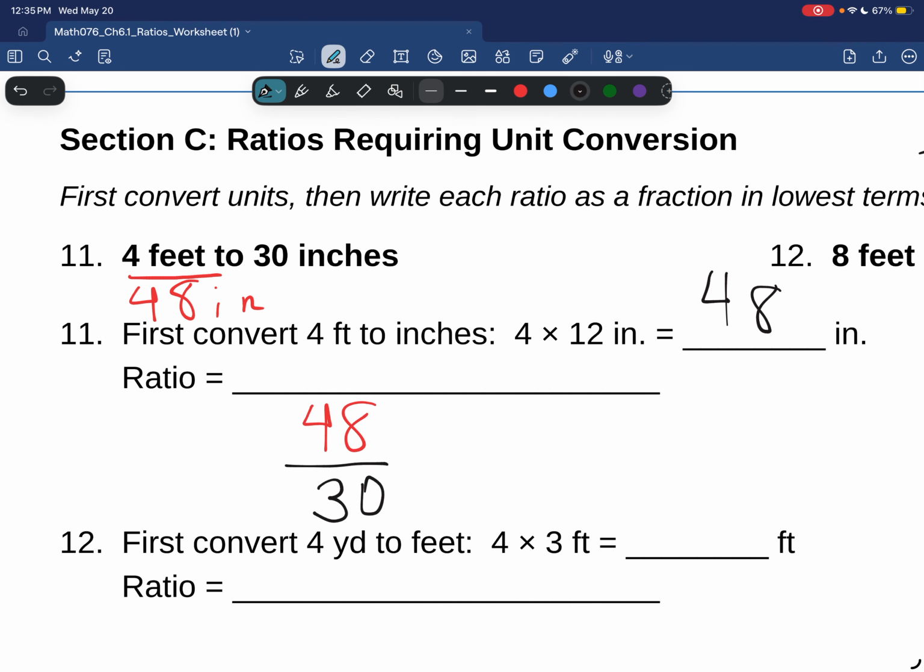And then I'm going to simplify from here. I notice that they have a 6 in common as a factor. If you didn't notice it and you did it in 2 steps, that's always okay. 48 divided by 6 is 8, and 30 divided by 6 is 5, and I'm fully reduced right here. I can't reduce anymore.